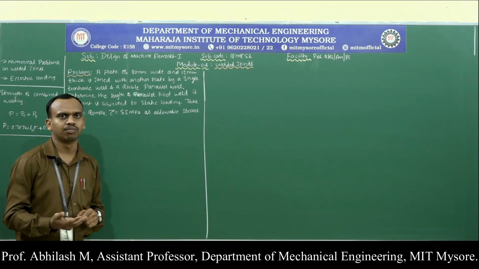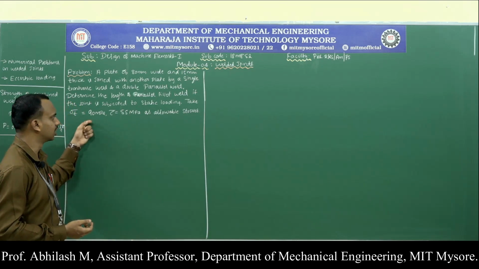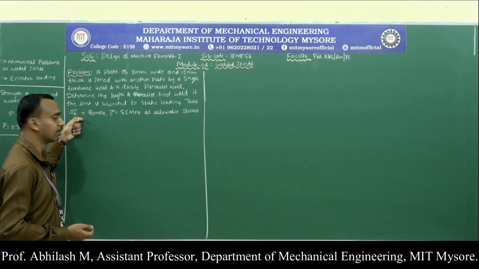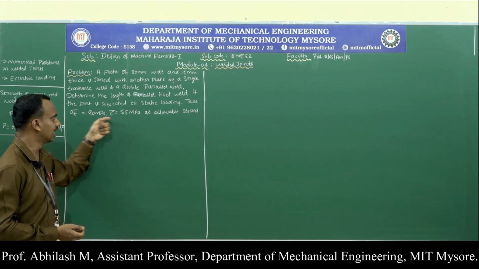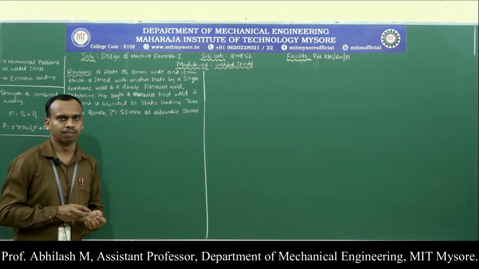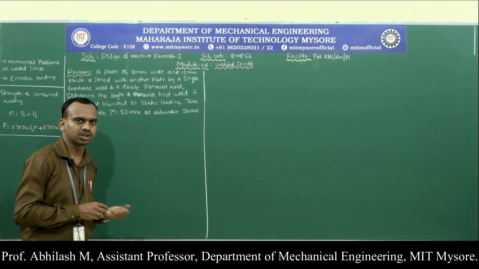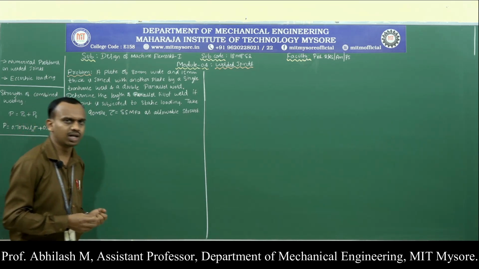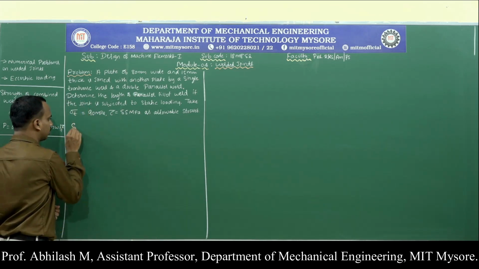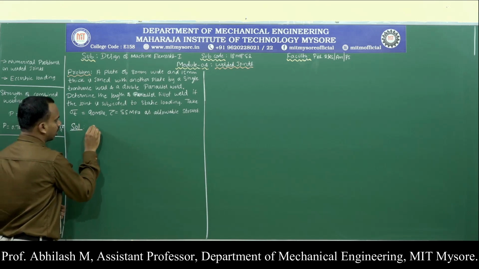They have not specified the material, but they have given the conditions with respect to that, where sigma t, the maximum allowable stress, is 90, and the shear stress is 55 megapascal. Let us try to list down the data and then begin with our problem. So, solution. Data.